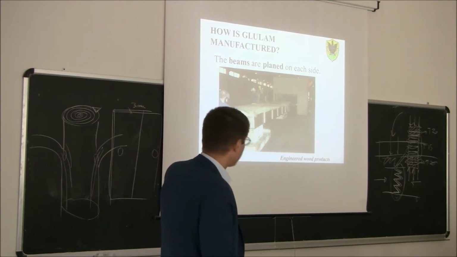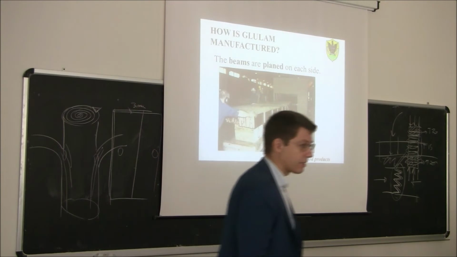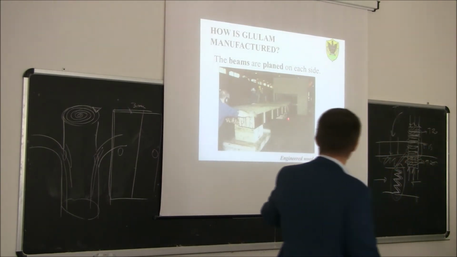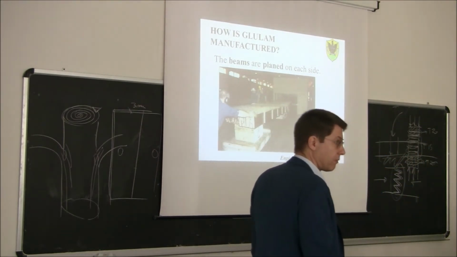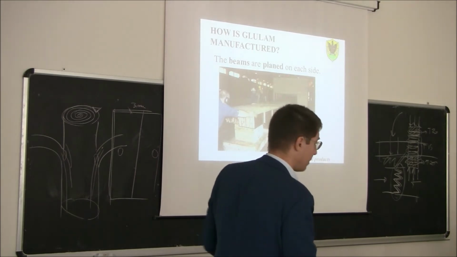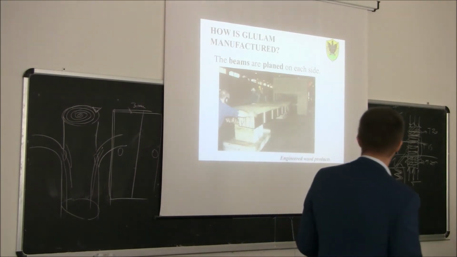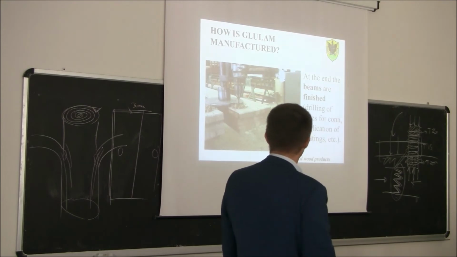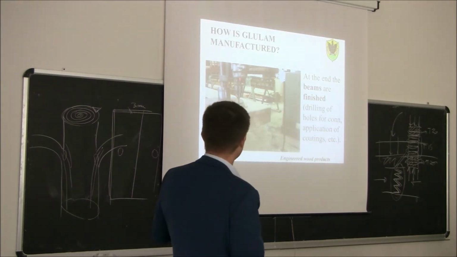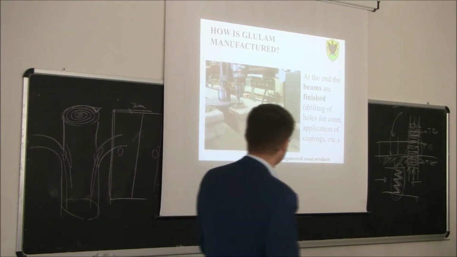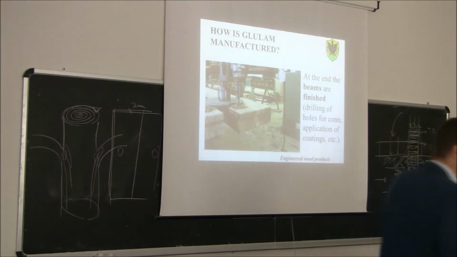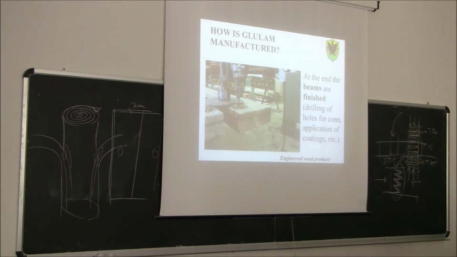What does finishing mean? You see that this section here doesn't have a very nice appearance right now, so we need to plane again. So this is a planer, and with the planer you plane the surface. And at the end you see there are some holes, for example, holes for connections. For example, this beam has to be connected with dowels or with bolts. You need to pre-drill to create the holes for the bolts.